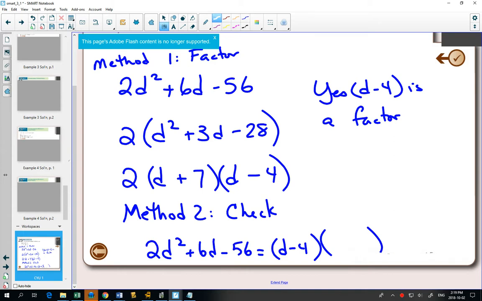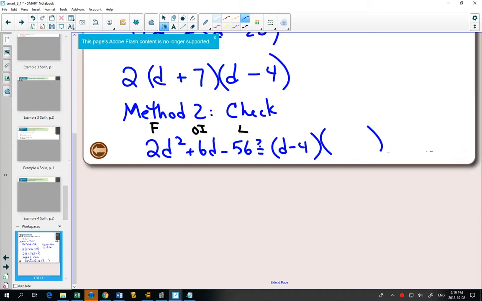If we use the idea of my first ones make this one, my last ones make this one, my outside and inside get combined, then the big question mark is, what has to be here to get a 2d squared? Well, if this is a d, this would have to be 2d. Would you agree with that? And if I want to get 56, if I have minus 4 here, what would have to be here to make minus 56? Plus 14.